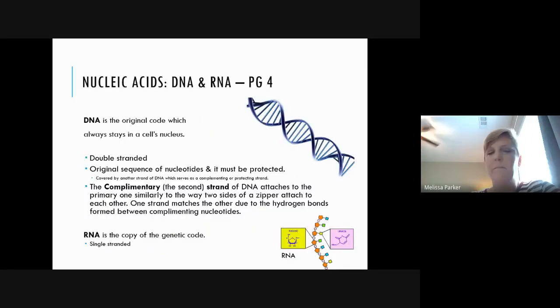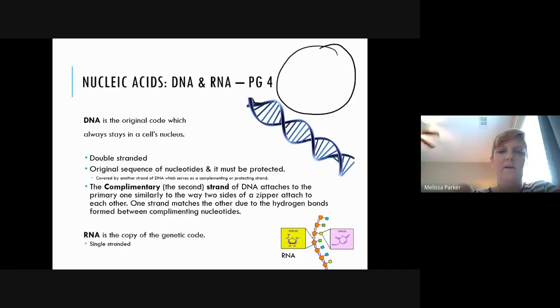So now let's talk a little bit more about the differences between DNA and RNA. DNA is the original code, and it always stays inside the cell's nucleus, right? If you remember when we studied the cell, you have the cell and then you have the nucleus. The DNA is found inside this nucleus, and it's kept there because it needs to be protected, because it is the original code. Just like the Declaration of Independence or the Mona Lisa, it's kept in a very safe place so that it can't be damaged or destroyed.